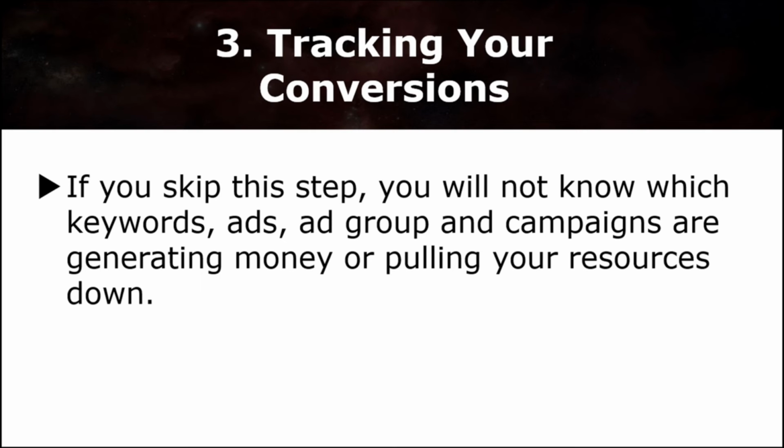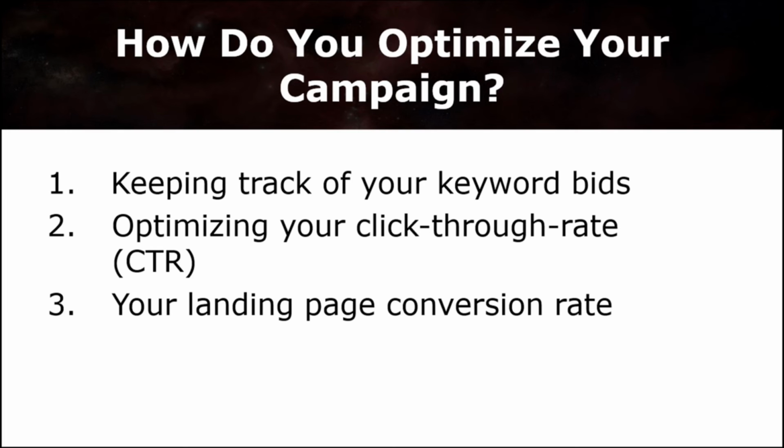If you skip this step, you'll never have an idea on which keywords, ads, ad groups, and campaigns are generating money, and which one is only pulling your resources down. In another sense, you would not be able to optimize your campaign once it's up and running. The question is, how do you optimize and assess your Google AdWords campaign to ensure that you are on the right track? The answer is to test run your campaign in 3 different methods.